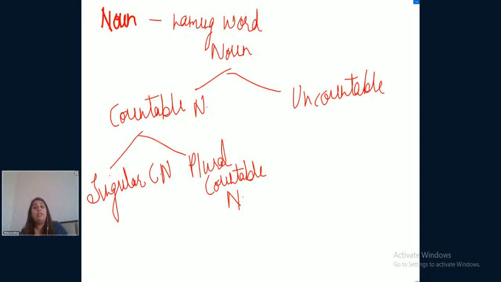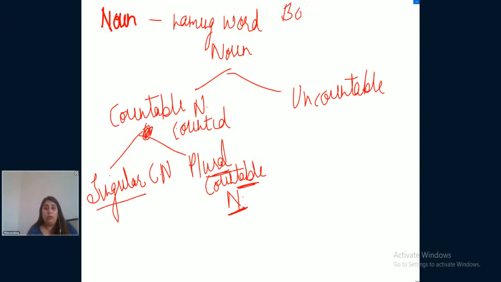Okay. Let us first understand what do we mean by countable noun and uncountable noun. As my dear students, the name suggests countable noun. The nouns which we can count are known as countable nouns. Or we can write countable nouns are the nouns which can be counted. Now, if a noun is one, then it is going to be singular noun. If a noun is more than one in number, then it is plural countable noun.